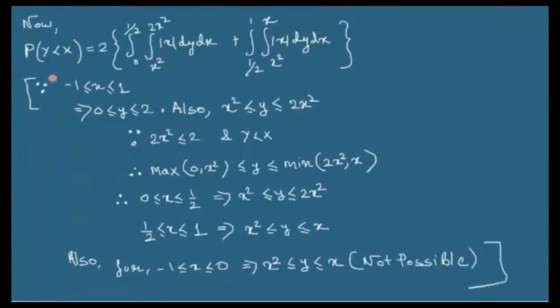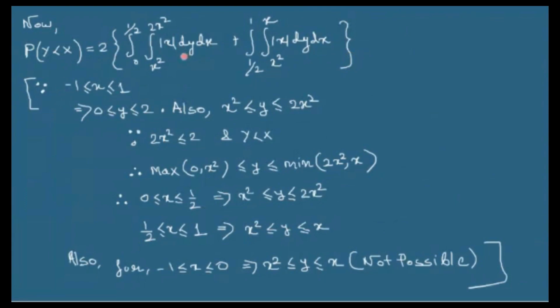Now we note that the probability that y is less than x is equal to 2, because of the constant alpha, times the integral from 0 to half, with y from x squared to 2x squared, of mod x dy dx, plus the integral from half to 1, with y from x squared to x, of mod x dy dx.